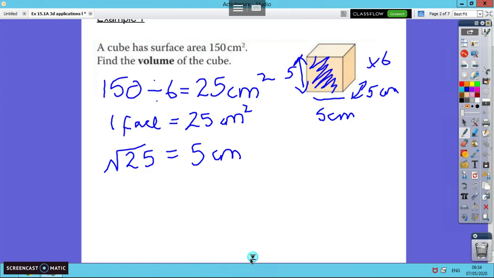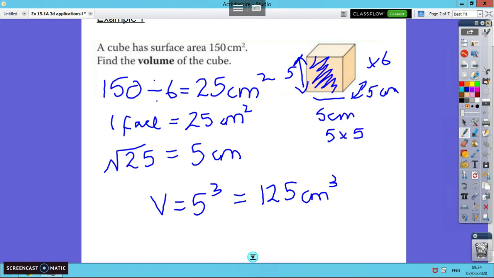Now it wants us to find the volume of the cube, so all we actually have to do is cube 5 centimetres. So your volume is going to be 5 cubed, which is 125 centimetres cubed. Now if you're not sure why we just have to cube it, well, if we think about finding the area of the cross section, that would be 5 times 5. And then if we multiply it by the length, that would be times 5 again, wouldn't it? So that really is the same as 5 cubed. Okay, so that's where that comes from. And 125 centimetres cubed is your answer there.